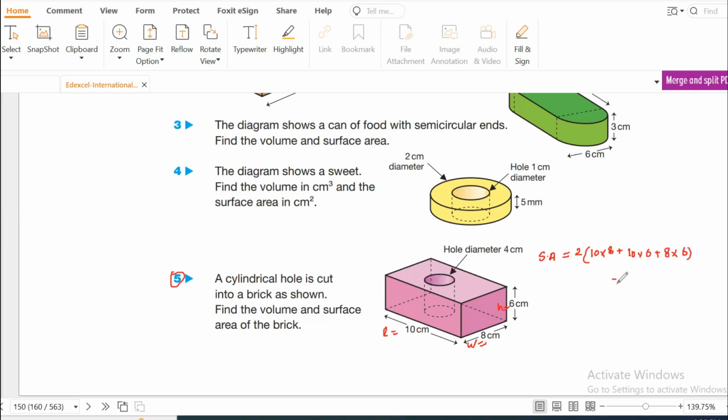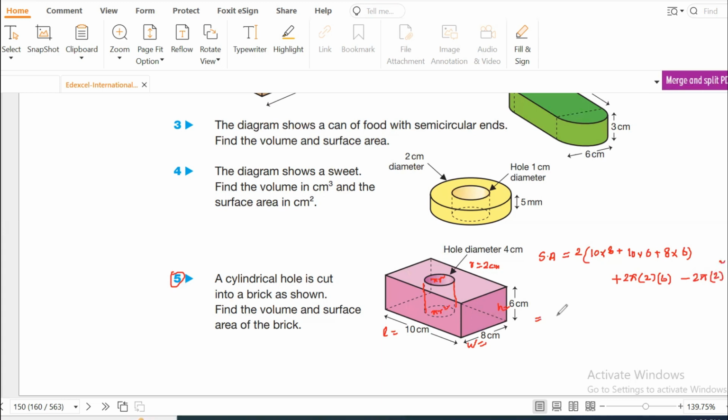But we have to add this curved part also. The curved part of the cylinder is 2 pi RH. R is half of 4, so R is equal to 2 centimeter. So 2 pi R H, H is the height 6. Minus, we have one circular part up which is pi r square and one part down. So we have to subtract 2 pi r square, R is the same, so 2 square.